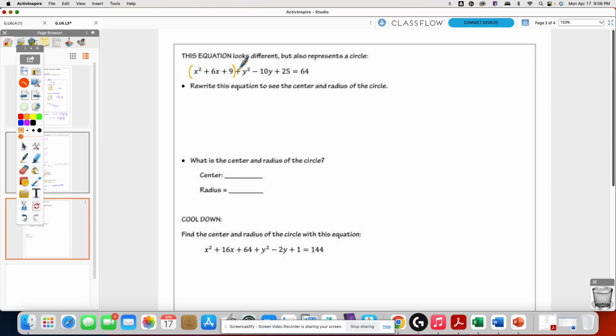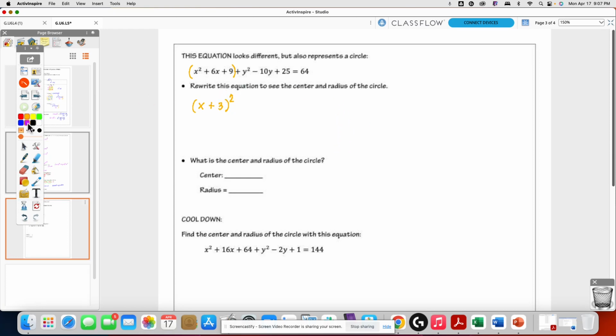Now this is a perfect square trinomial, okay? So what we want to do is to write this PST as a square of a binomial, okay? Just like we did earlier. So what goes inside the parentheses? We have the x, and then you divide 6 by 2. 6 divided by 2 is 3. So that's x plus 3 squared.